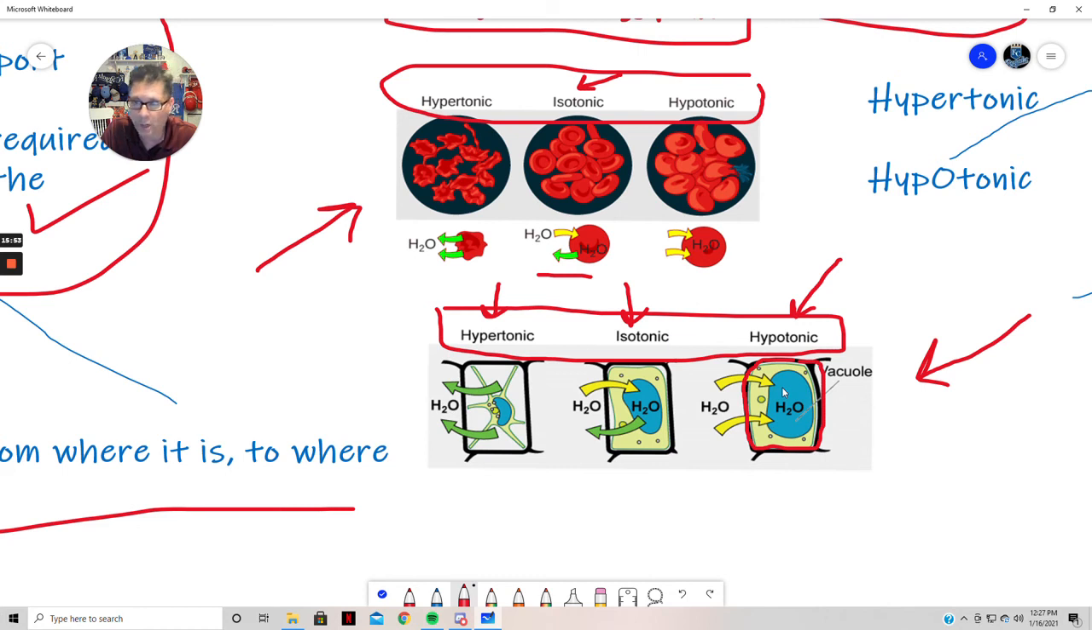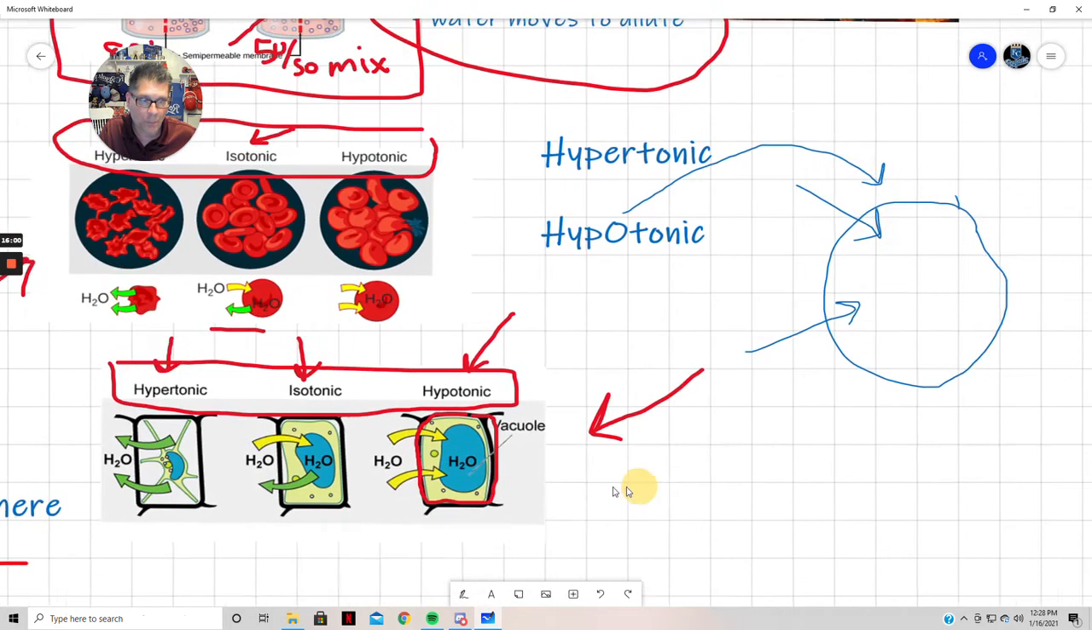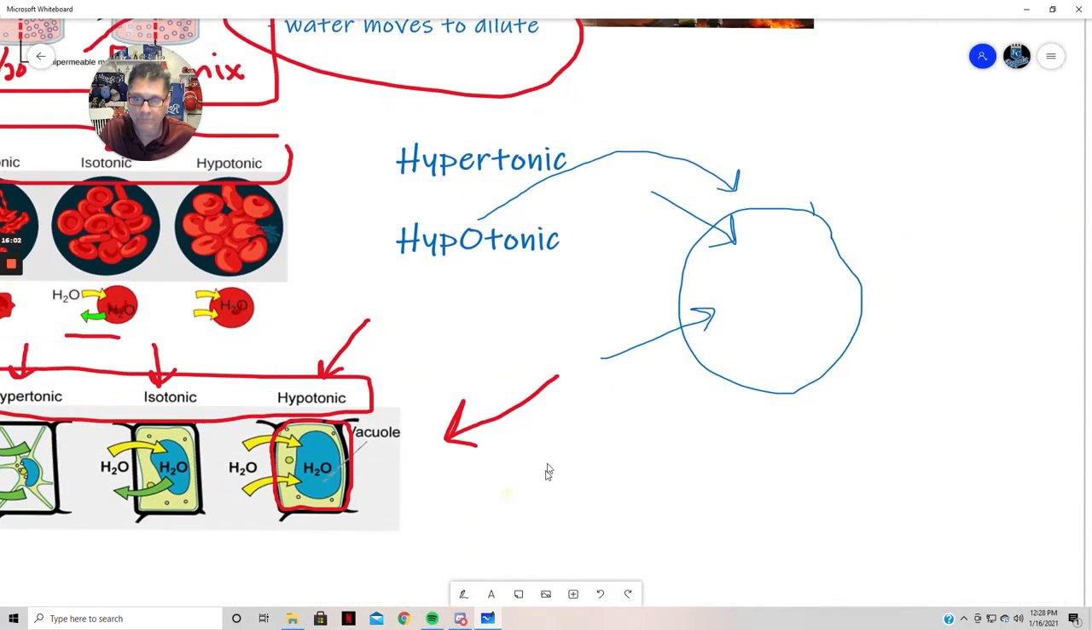Now you may be saying to yourself, how am I going to remember which is hypertonic, what's hypotonic, all that stuff? Well, have I got a deal for you. Let me close out my ink tray here, and let me move over here. Okay, open up the ink tray again.